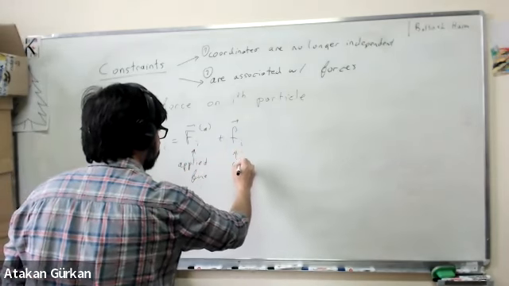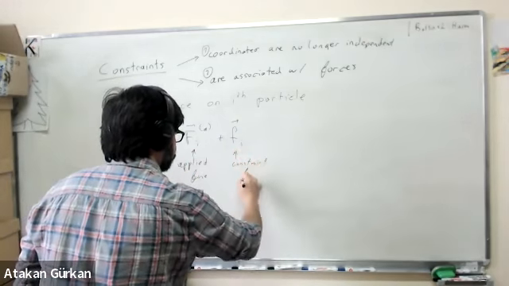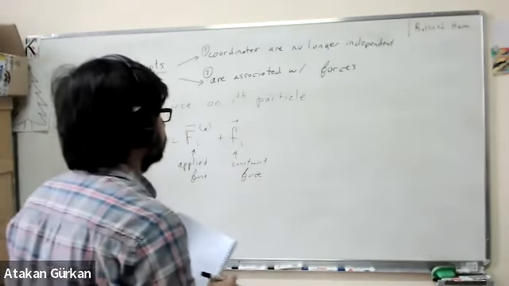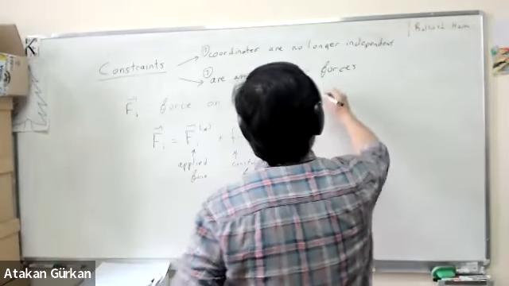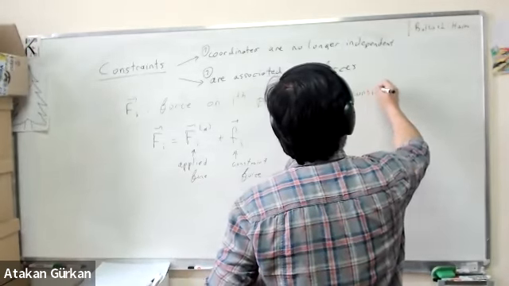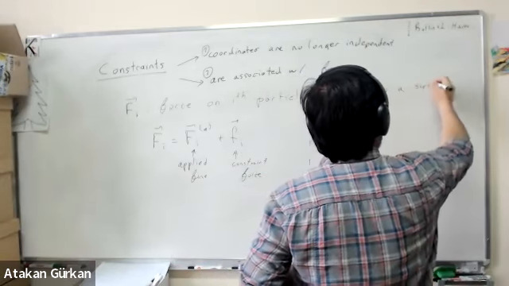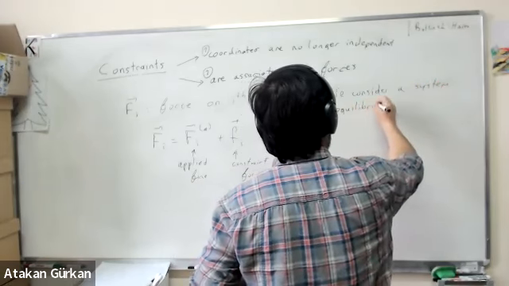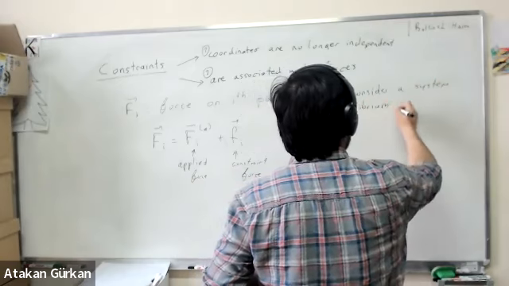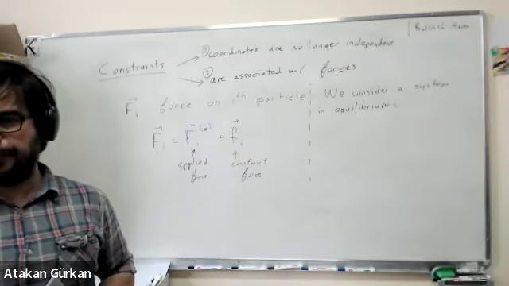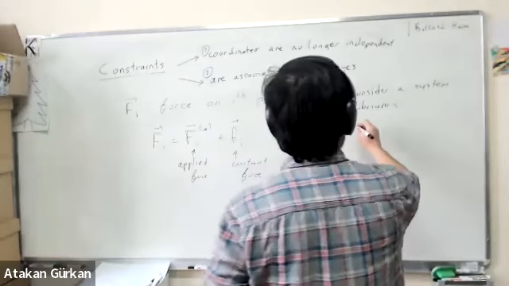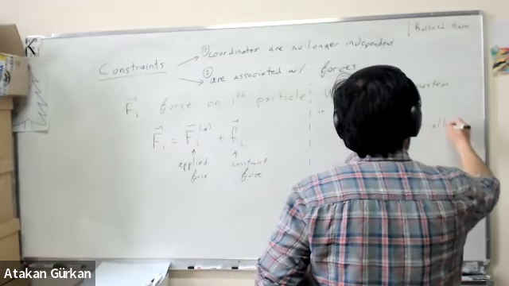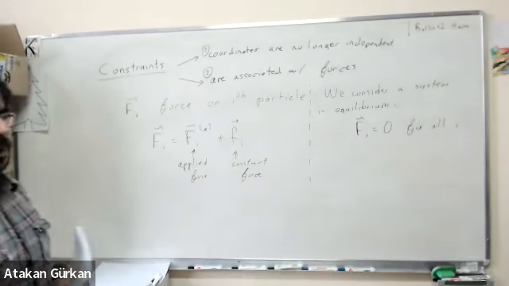And this is going to be the constraint force. Okay. Now, we consider a system in equilibrium. And as a consequence of this, all Fi should vanish. Right? So the total force on each particle should vanish separately.